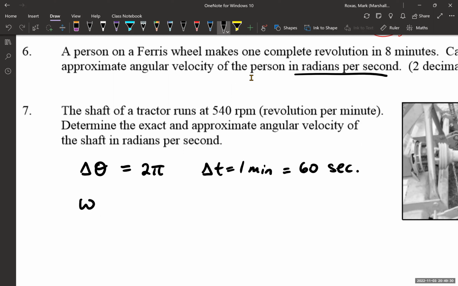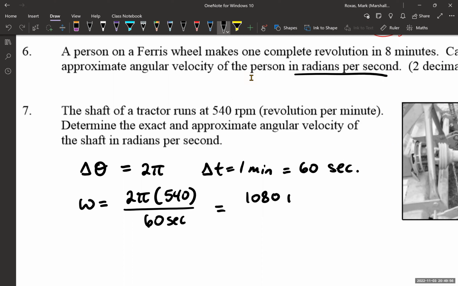And so my angular velocity is going to be 2 pi times 540. So 1 revolution is 2 pi, and 540 revolutions is that many radians. So 540 times 2 pi is 1080 pi radians in 1 minute, divided by 60 seconds. So that's equal to 1080 pi over 60. Simplifying that, 1080 divided by 60 is just 18. So 18 pi radians per second.